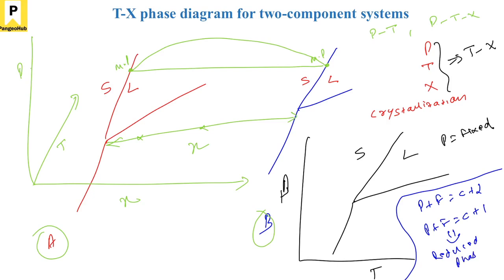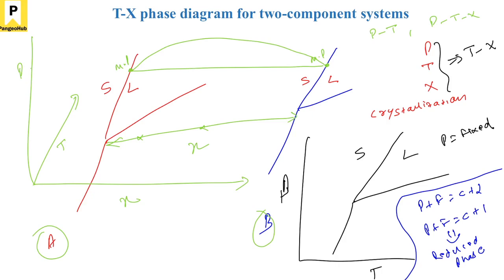So how is it applied? It is applied for a system which is isobaric. So now we will be looking at isobaric TX sections for different kinds of systems. Depending on the kind of curves we have, we can have a eutectic, solid solution, or peritectic. These are the things we will discuss further.